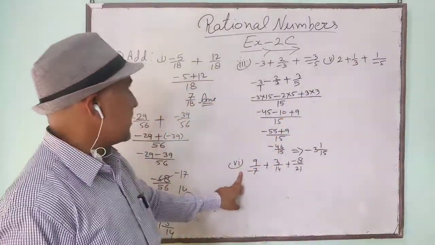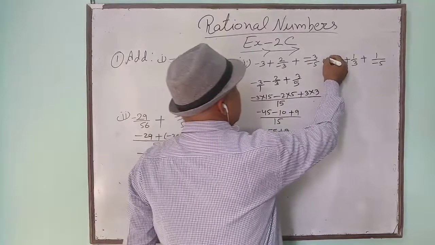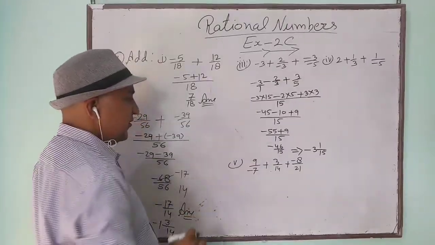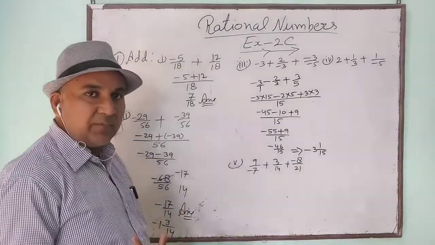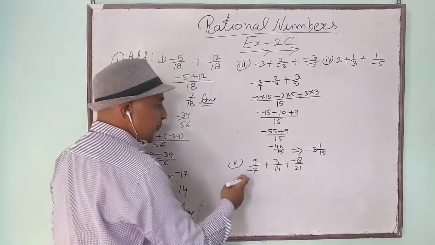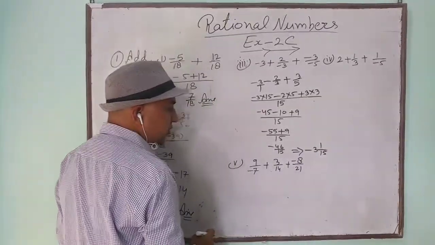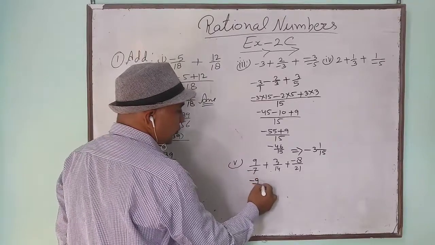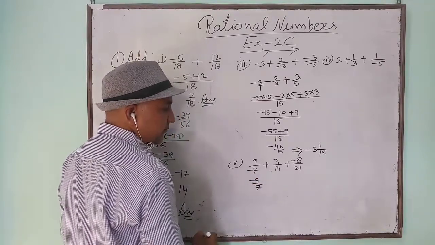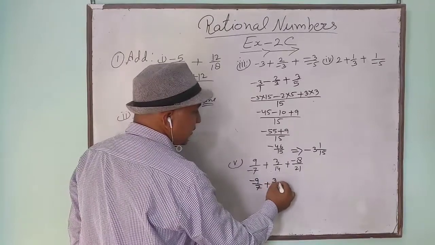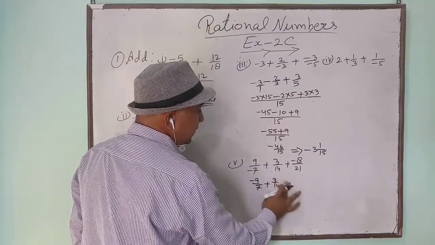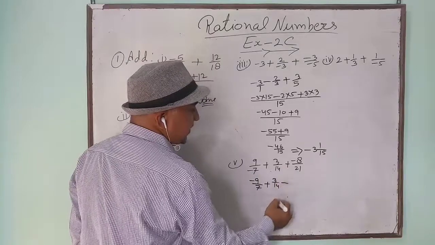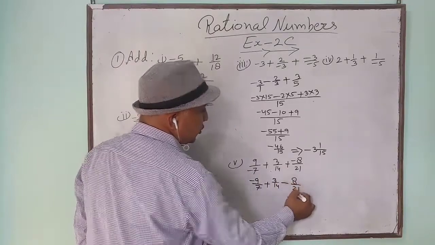I am telling you this last one. Suppose this is the 4th and this is the 5th. Though the process is similar, what will you do? First, make all the denominators positive. This is minus 7. So what can you do? You can write it as minus 9 upon 7 plus this is 3 by 14. Now plus into minus becomes minus 8 upon 21.